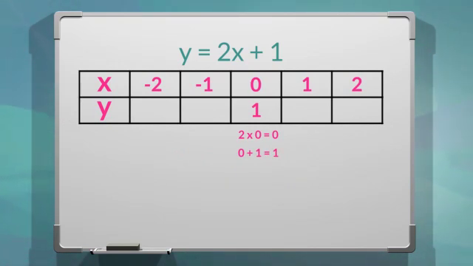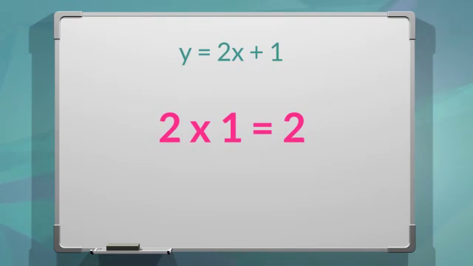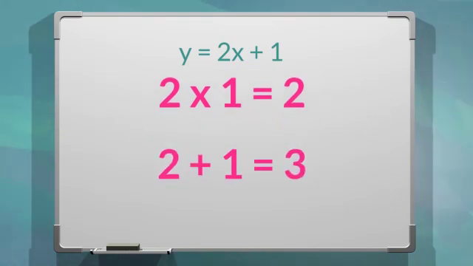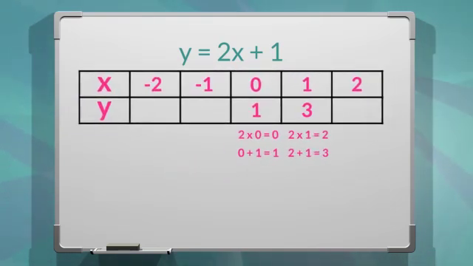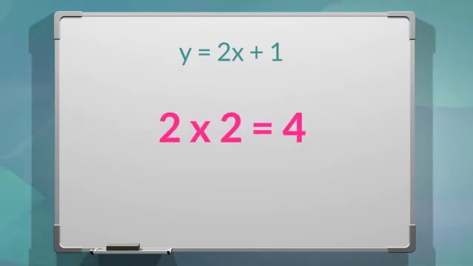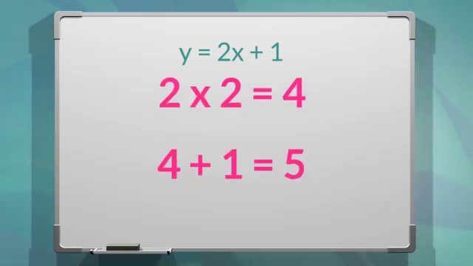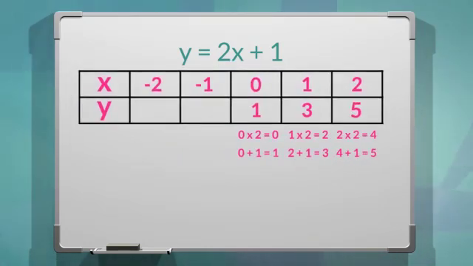Now, let's take a look at when x is 1. So just as before, replace the x with 1 in the equation. 2 times 1 is 2, then plus 1 to get 3. Write this in our table underneath where x equals 1. Now, let's take a look at when x is 2. Substitute the 2 to get 2 times 2, which is 4, then plus 1 to make 5. Write this into our table as well.